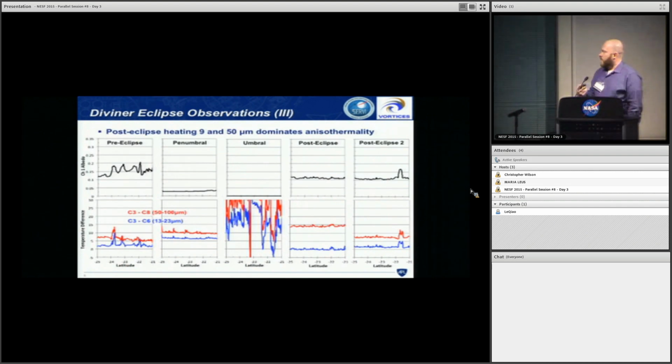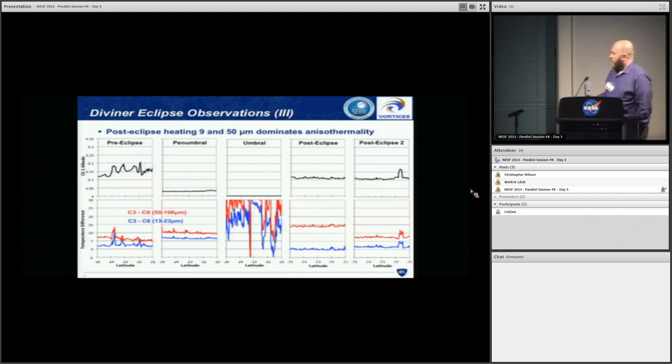To pull this out in a little more detail, these are a few plots here. Sorry, this is a little busy. On top here is a Diviner, very simple calculated albedo, pre-eclipse, penumbral eclipse, umbral eclipse, post-eclipse, and then the second order post-eclipse. You can see you're just entering Mare Humorum here. Penumbral eclipse, things are starting to get dark. Umbral eclipse, things are very dark. Post-eclipse, it's back up to basically typical illumination, and then post-eclipse 2 is the same.